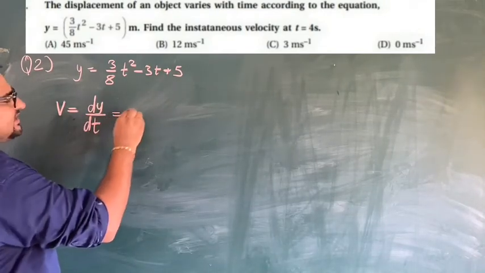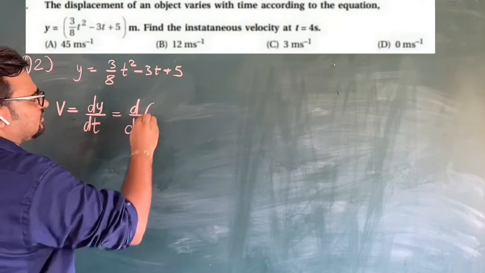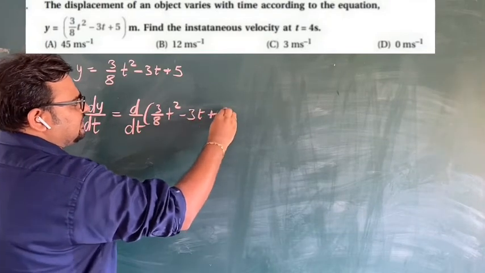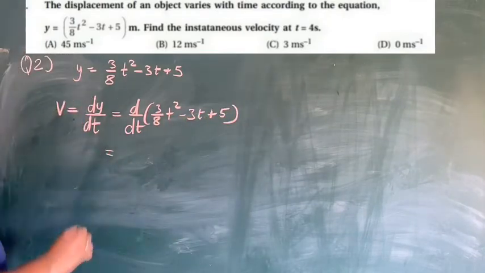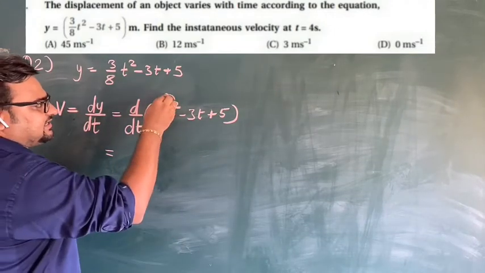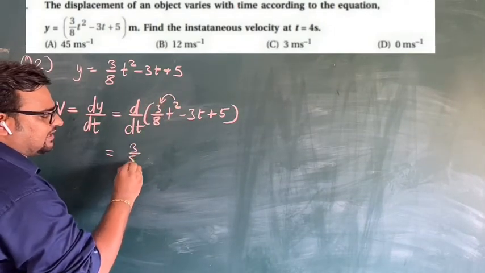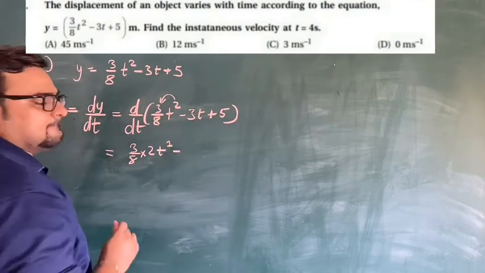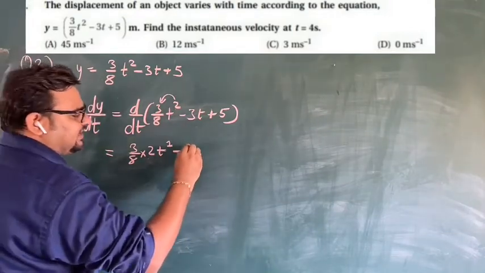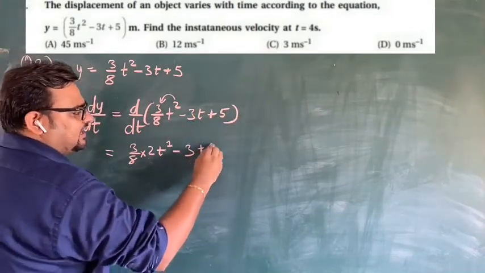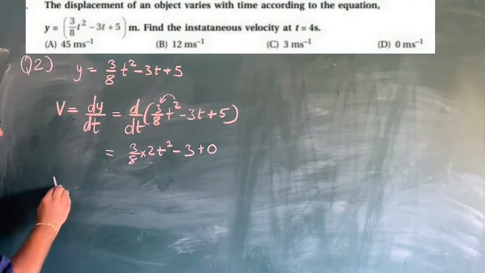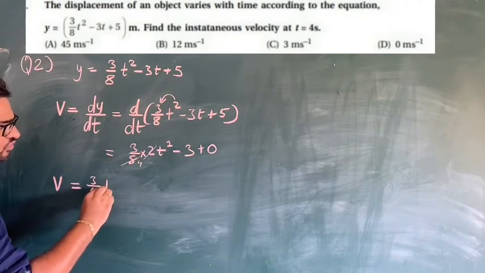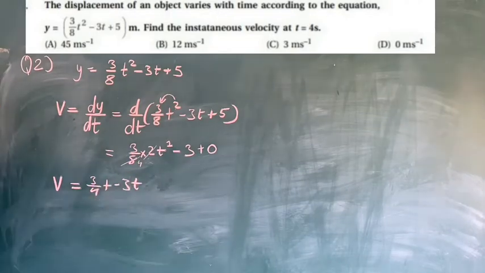Okay, so let's take the derivative of 3 by 8 t square minus 3t plus 5. Derivative of 3 by 8 t square is 3 by 8 into 2, t raised to 2 minus 1, so t. Minus the derivative of 3t, which is 3, and the derivative of 5 is 0. So the equation for velocity will be equal to 3 by 4 t minus 3.